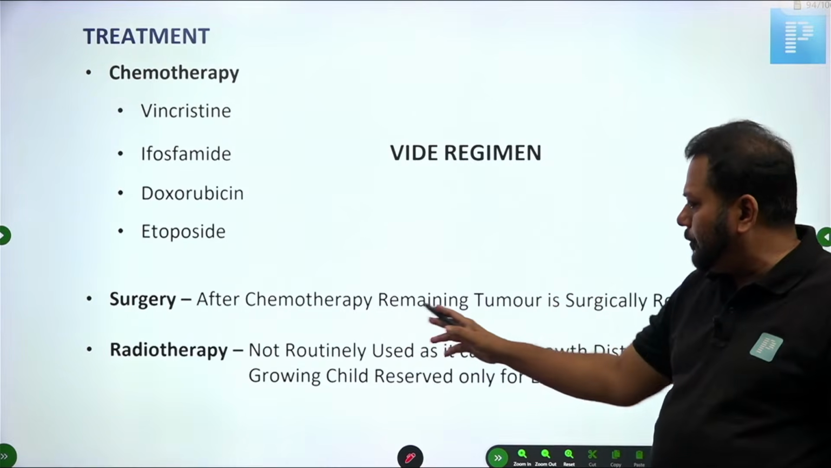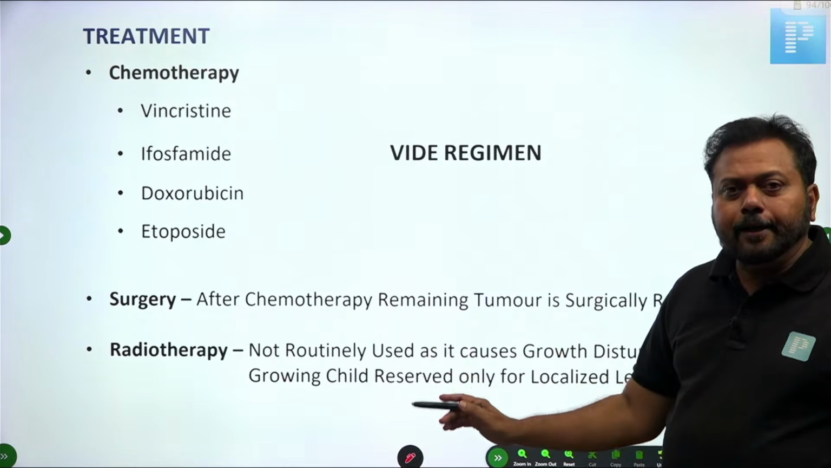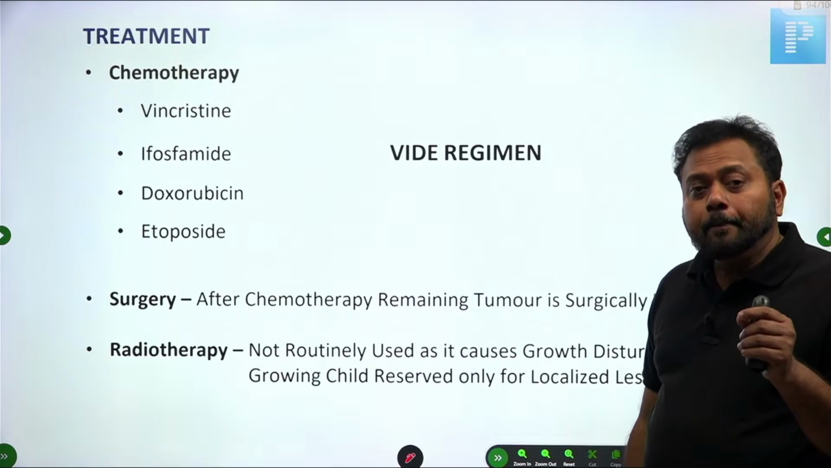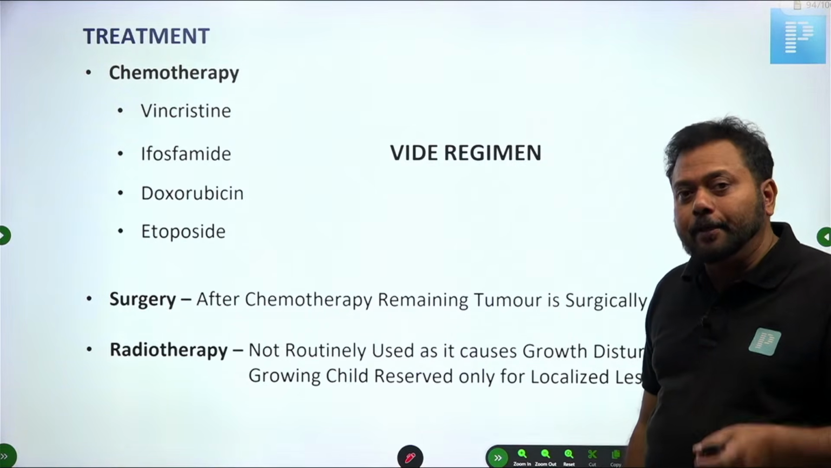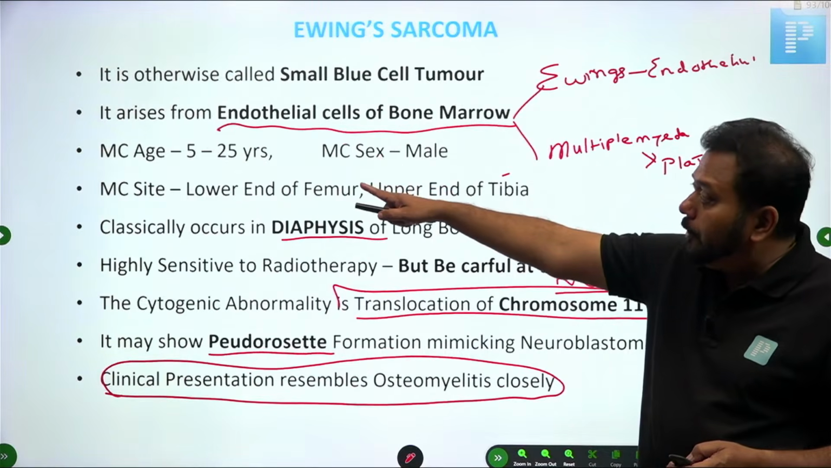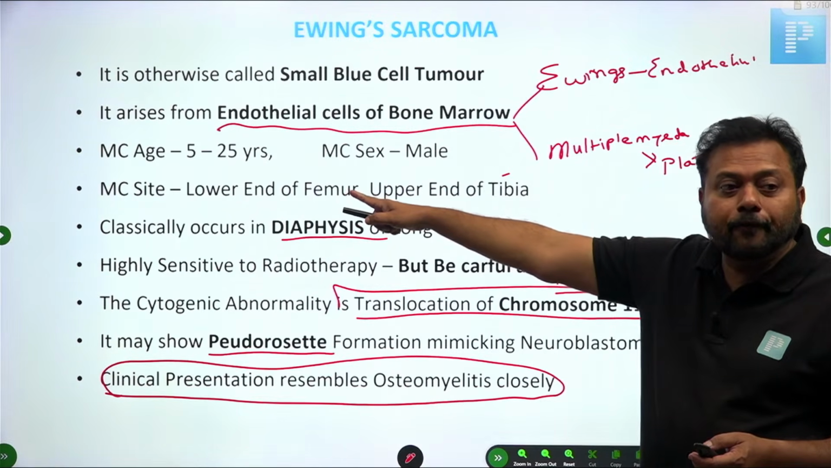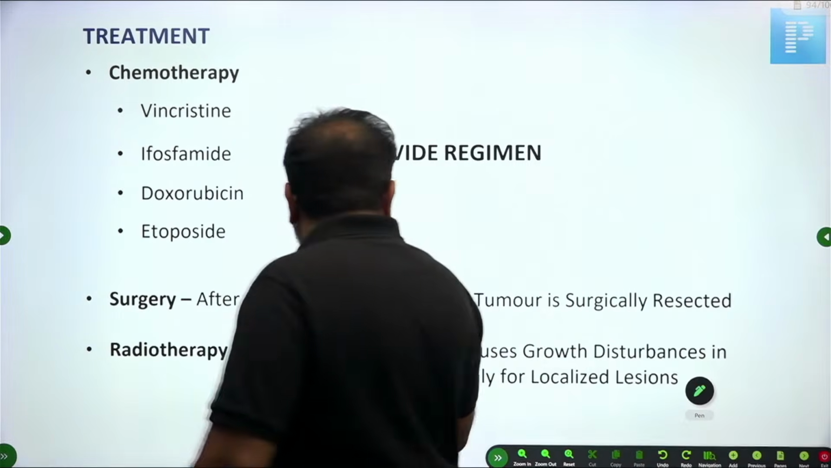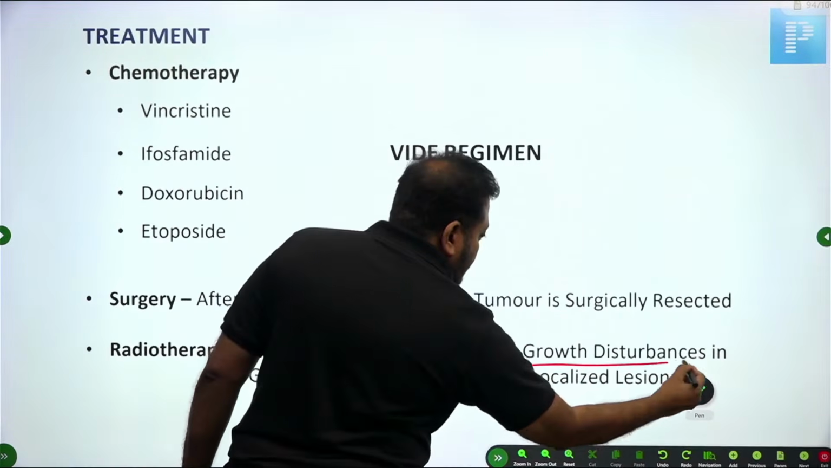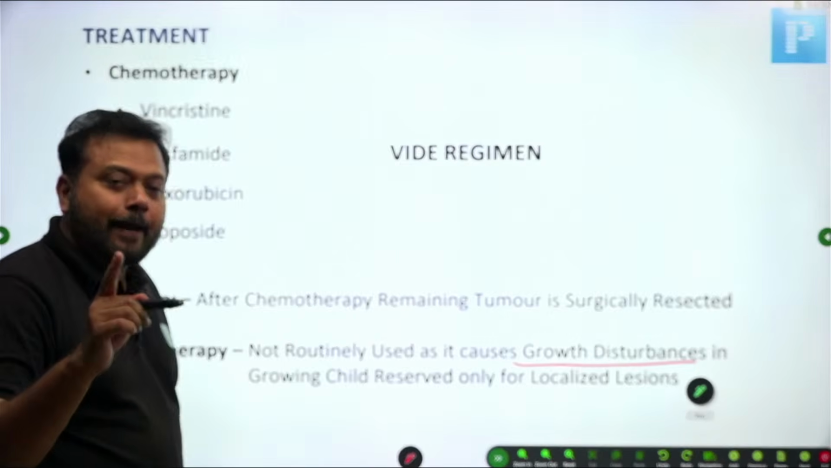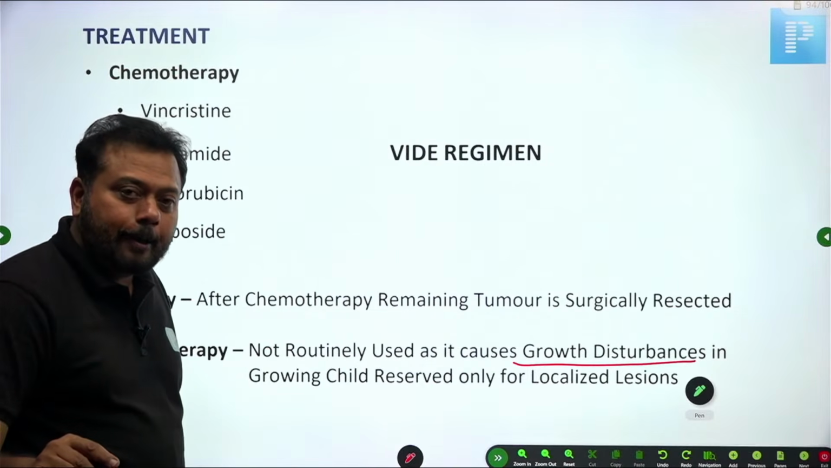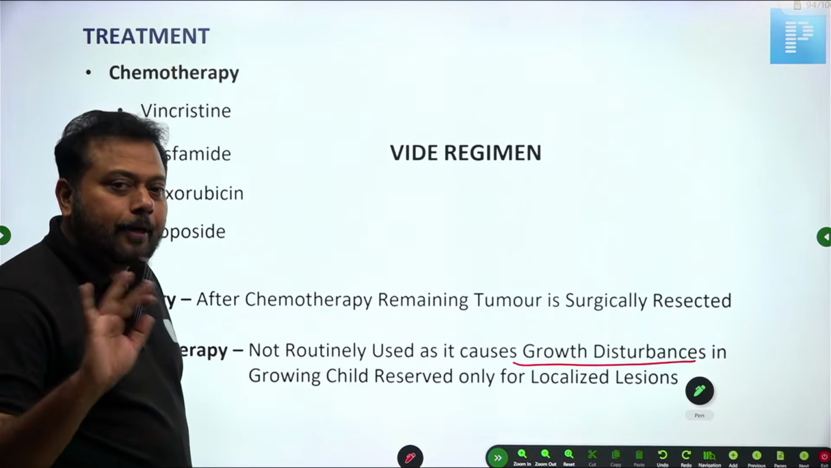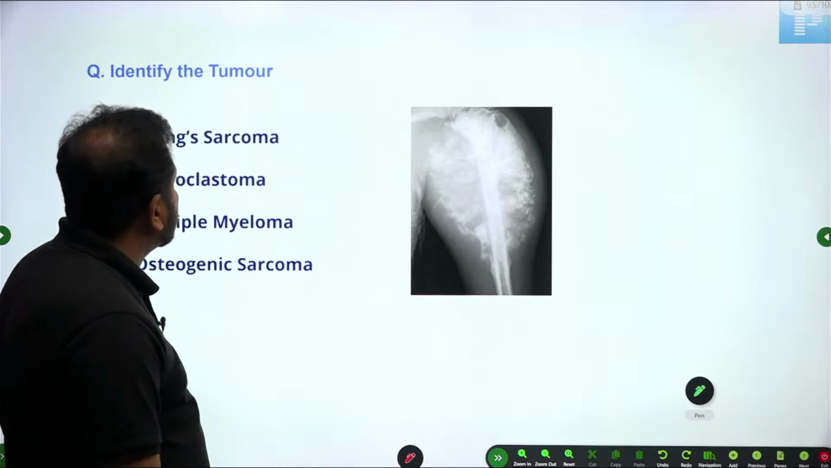If you want surgery after chemotherapy, for remaining tumor, not routinely. Why is radiotherapy not usually given, though it is the most radiosensitive tumor? Because you see the age group is 5 years to 25. It's happening in children. When you give radiotherapy, what happens? The growth plate may get injured in radiotherapy. That may cause growth disturbance. So in a growing child, radiotherapy is not advisable. That's why surgery.